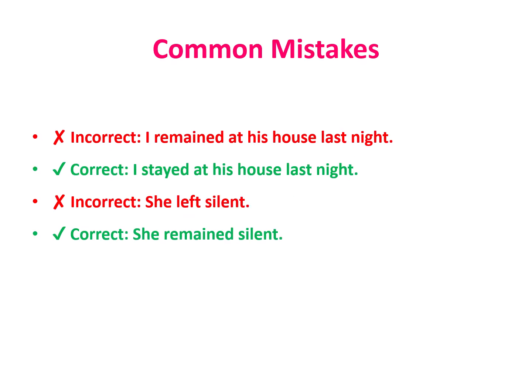Now let's look at some common mistakes. Some people say, "I remained at his house last night." That sounds too formal and strange. The better word is stayed. So we say, "I stayed at his house last night." Another mistake is, "she left silent." That doesn't sound right. We should say, "she remained silent," which means she continued to be quiet.